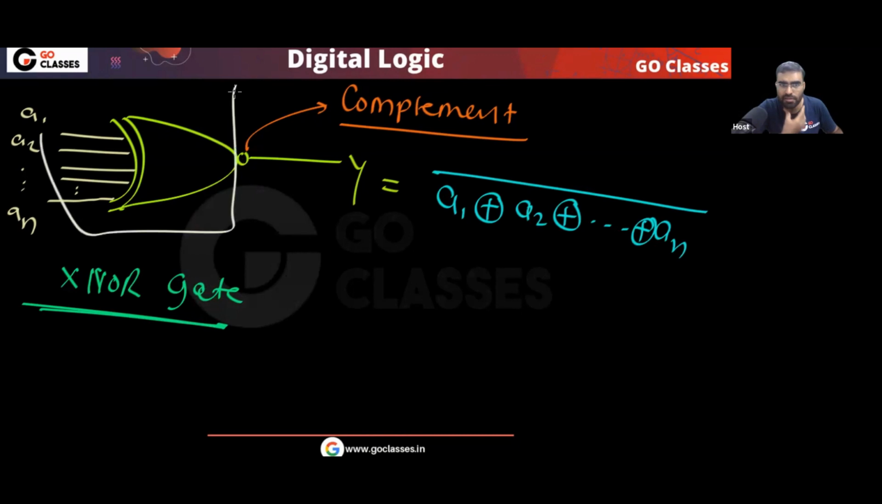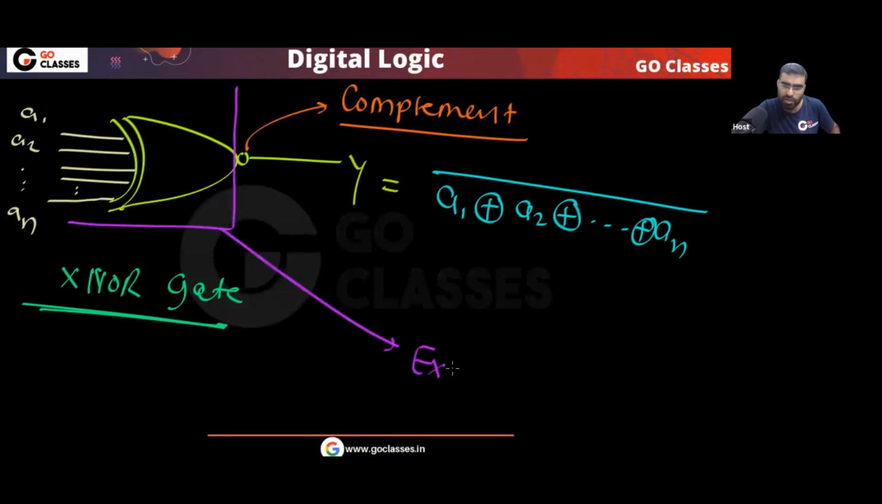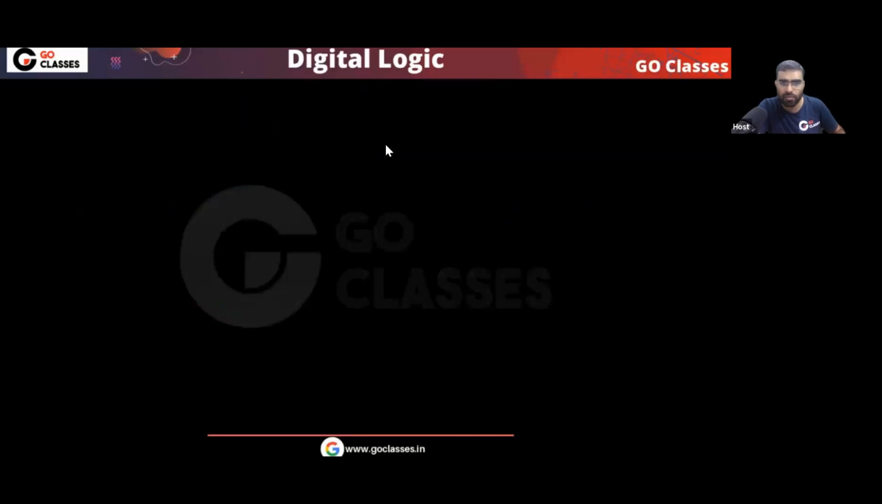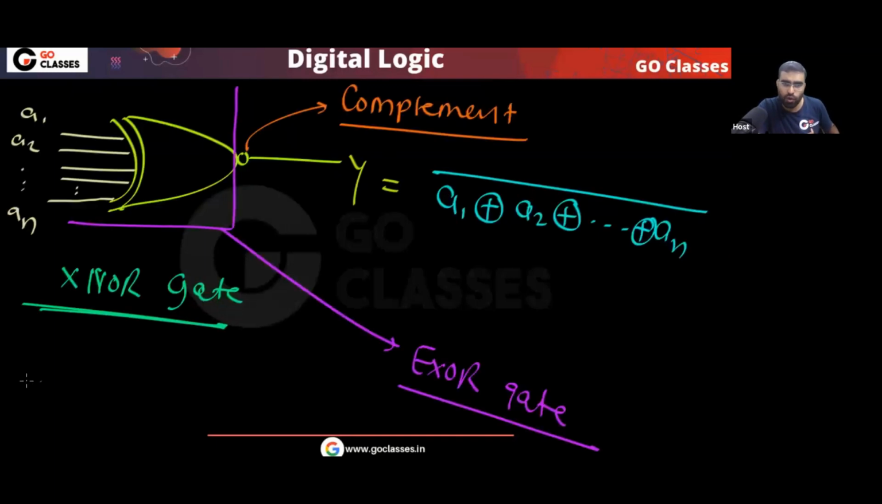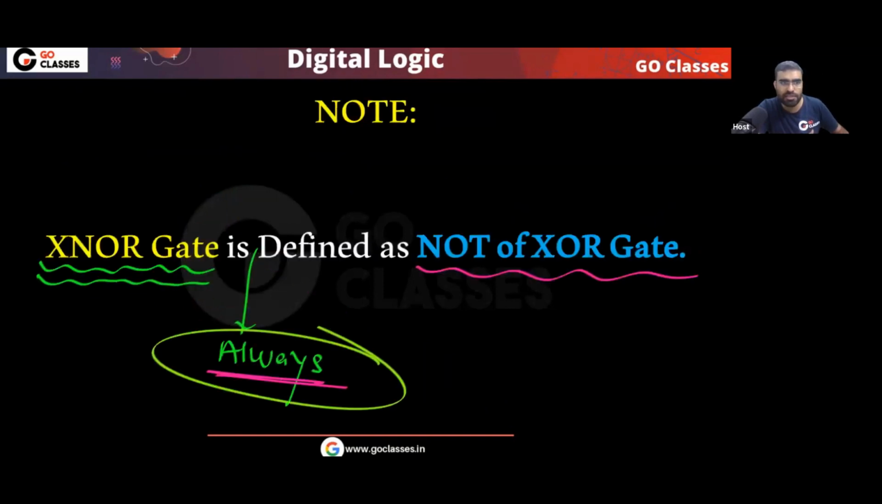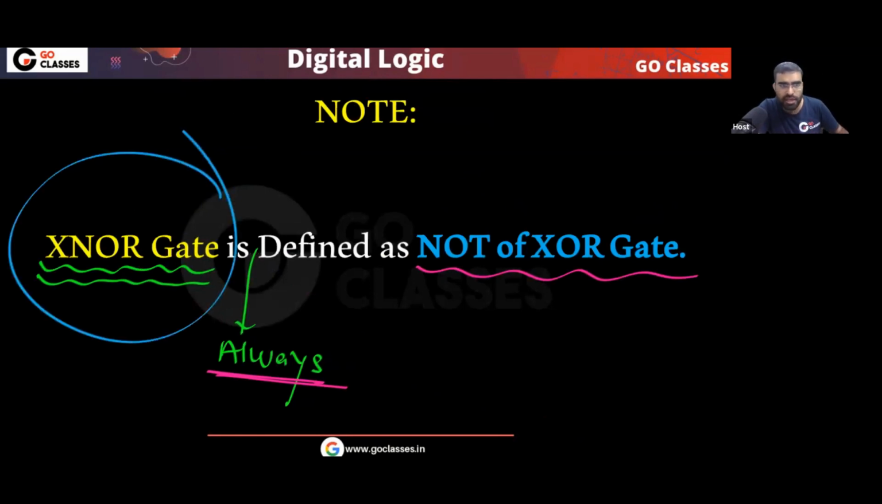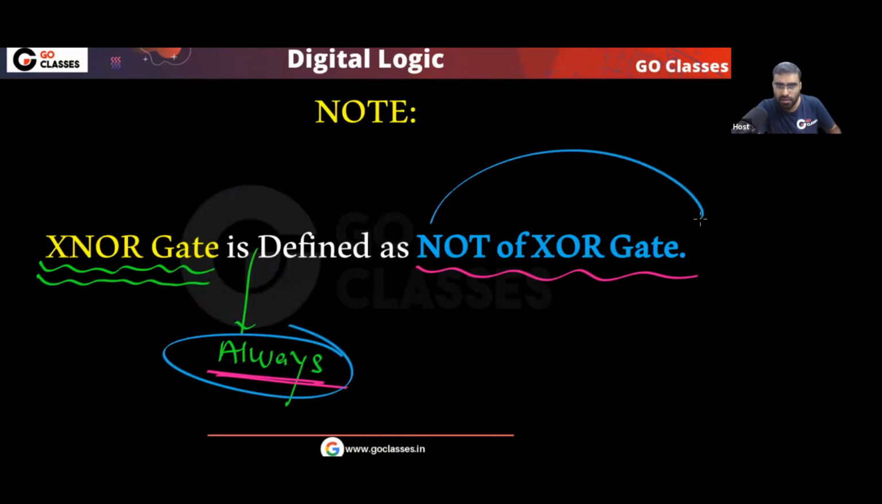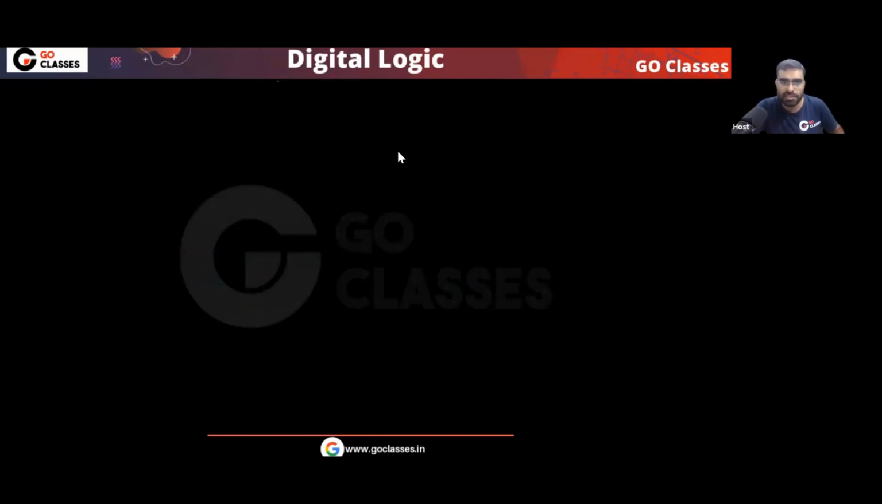Okay, so you have an XOR gate. See what is happening here. So far you have an XOR gate, and then you do the complement. Now notice something very interesting. Whatever number of inputs you take, an XNOR gate is always defined as NOT of XOR gate. Is this clear? Very simple point.